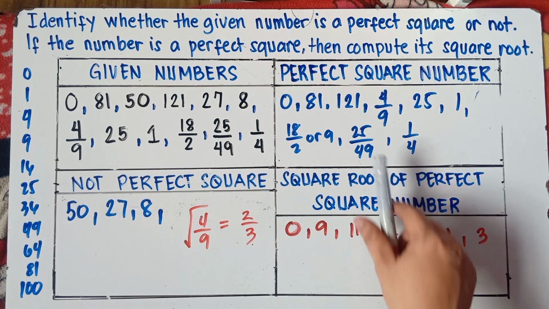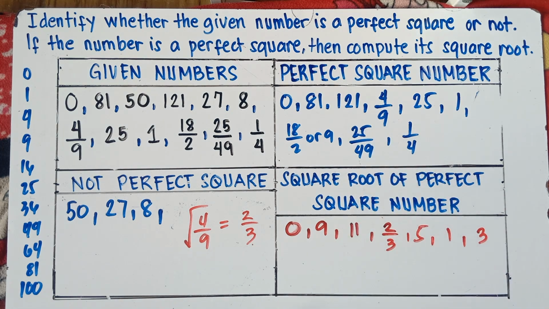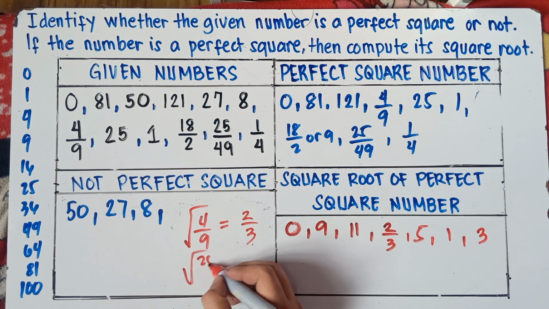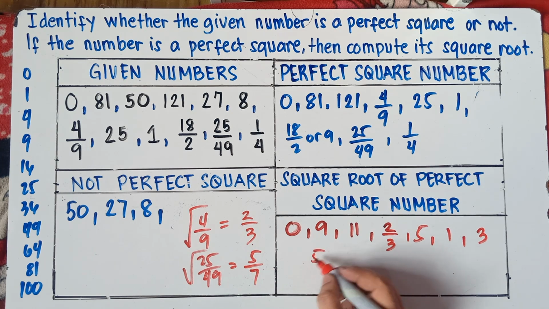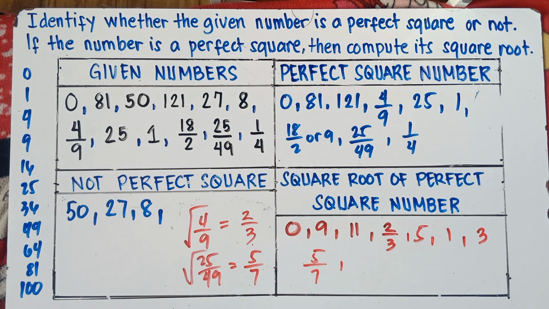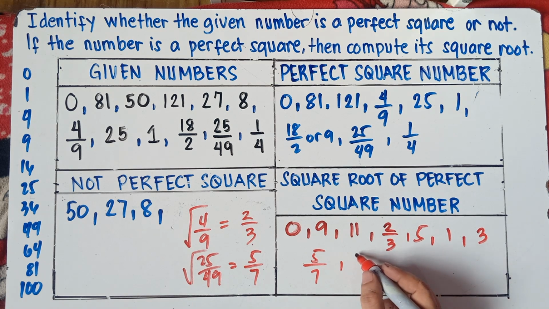Alright, and then the square root of 25 over 49. The square root of 25 is 5, the square root of 49 is 7, so that will be 5 over 7. And the square root of 1/4 is 1 over 2.